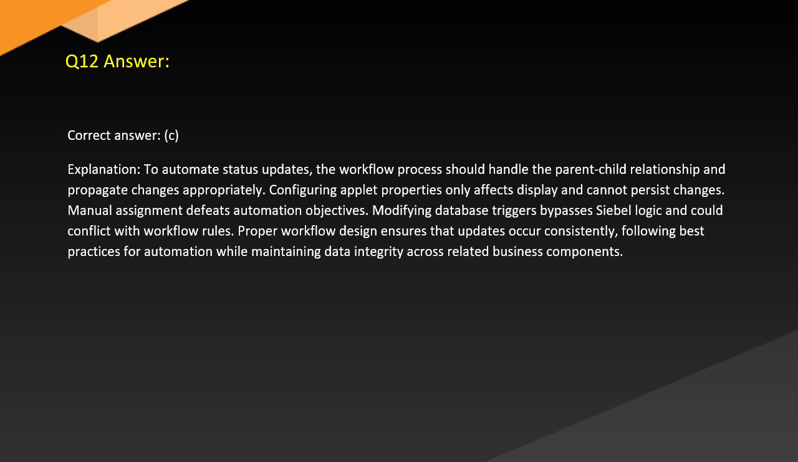To automate status updates, the workflow process should handle the parent-child relationship and propagate changes appropriately. Configuring applet properties only affects display and cannot persist changes. Manual assignment defeats automation objectives. Modifying database triggers bypasses Siebel logic and could conflict with workflow rules. Proper workflow design ensures that updates occur consistently, following best practices for automation while maintaining data integrity across related business components.